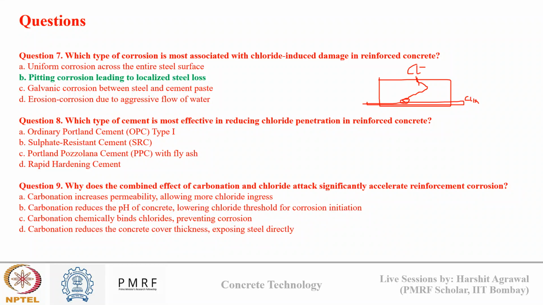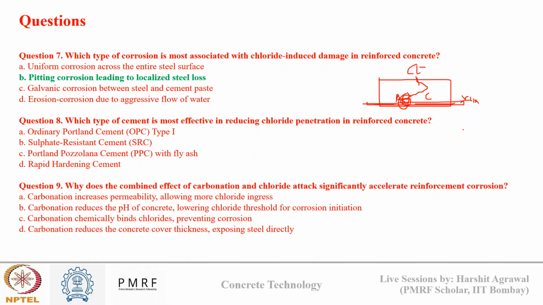So such things happen locally. At this point, suppose chloride has breached this CTL value. Here only the corrosion will initiate. The rest of the site will act as a cathode, and this location will act as an anode. So the corrosion will grow locally here. That's why we say it is a pitting corrosion.